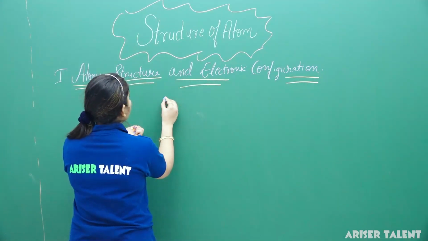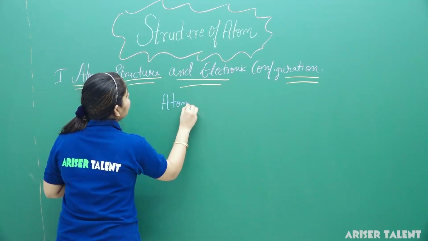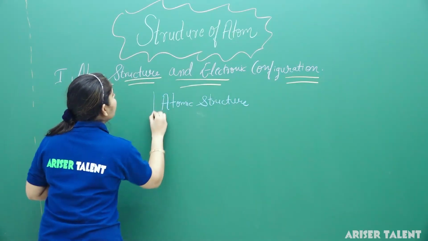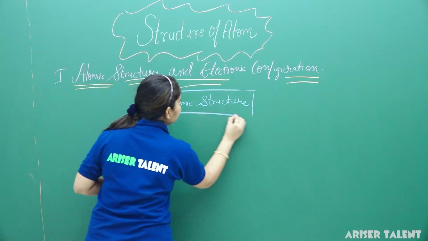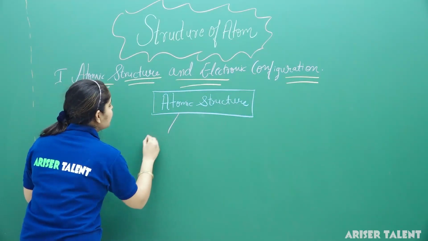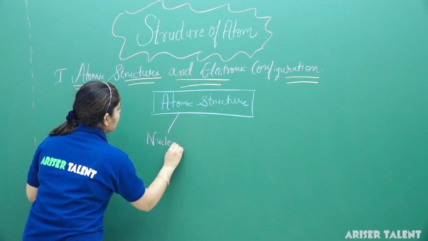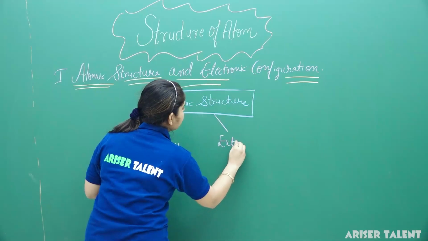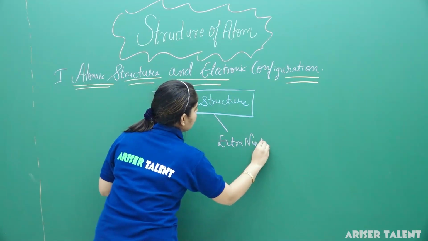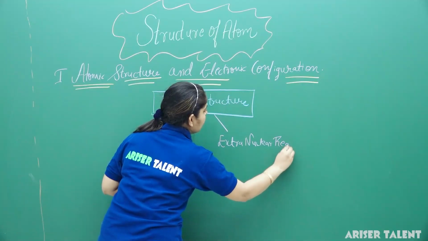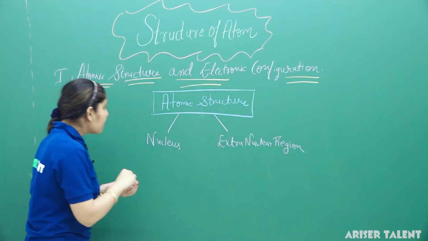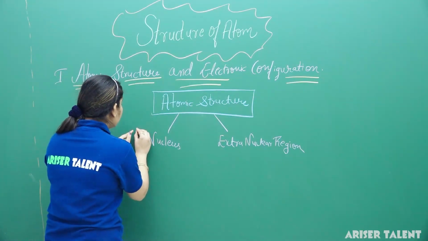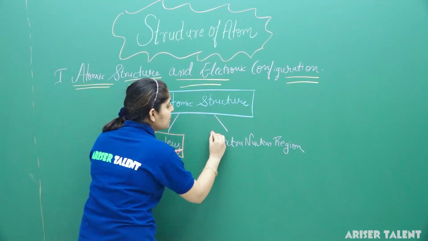So, atomic structure will be studied in two different categories. First is nucleus and the second one is extranuclear region. So, atomic structure is broadly classified into two categories, that is, first one is nucleus and second is extranuclear region.